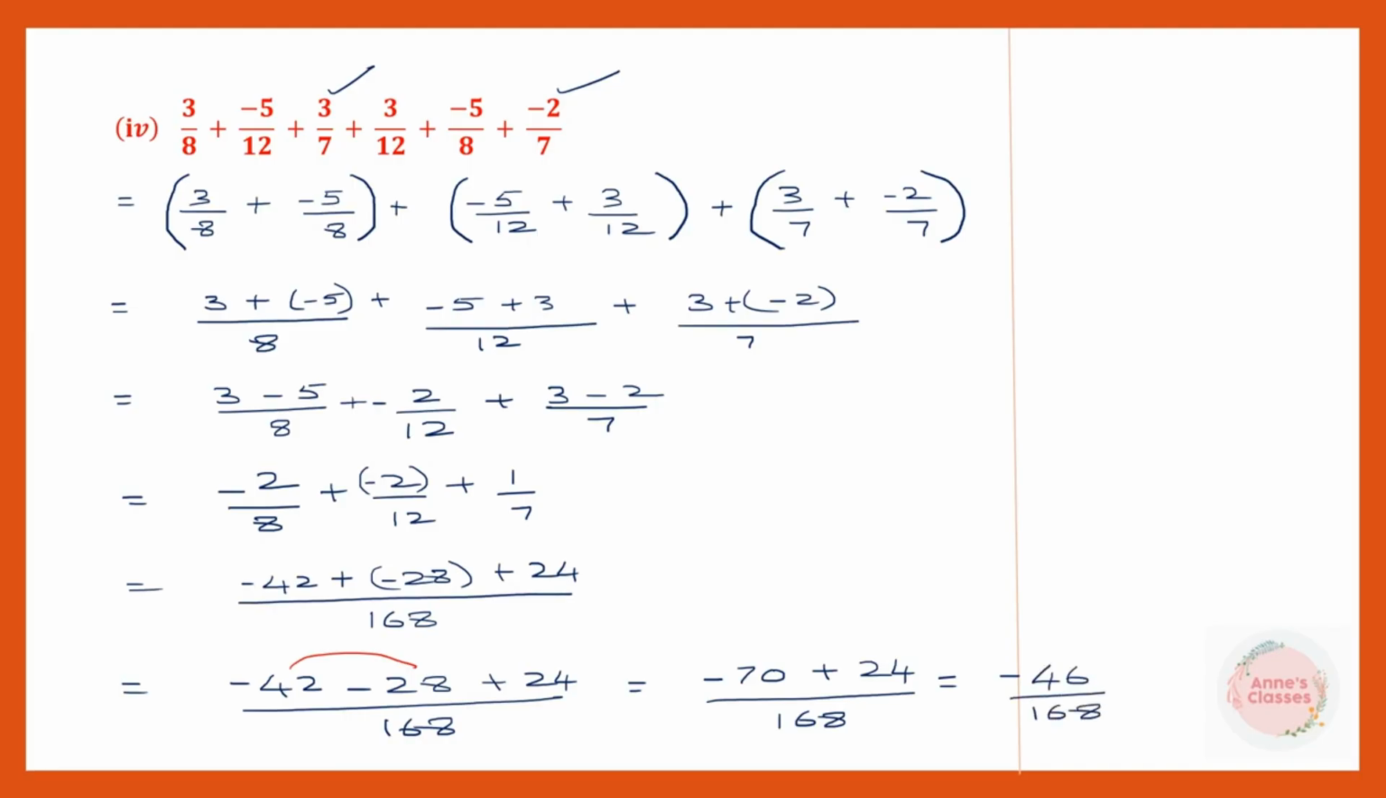We can now reduce this to the lowest term by using 2. So let's use 2. 2 2s are 4, 2 3s are 6. Here 2 8s are 16 and 2 4s are 8. So what do we have? Minus 23 by 84. So that is our final answer, minus 23 by 84. Final answer is this.